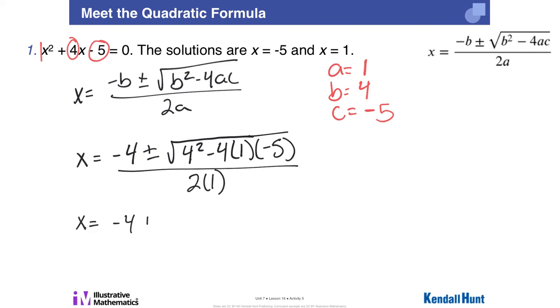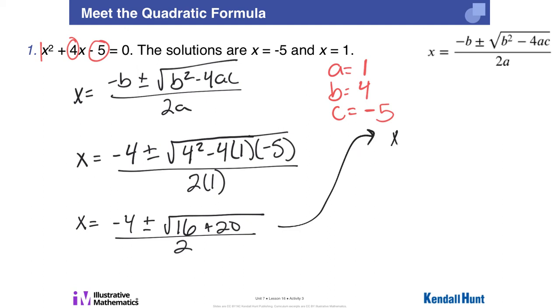And we just keep simplifying now. I'm going to simplify underneath the square root first. 4 squared is 16. And then I have negative 4 times 1 times negative 5, which is going to be a positive 20, all being divided by 2. And as we keep simplifying, underneath the square root, we're going to have 36, all being divided by 2. So now the square root of 36 is 6.